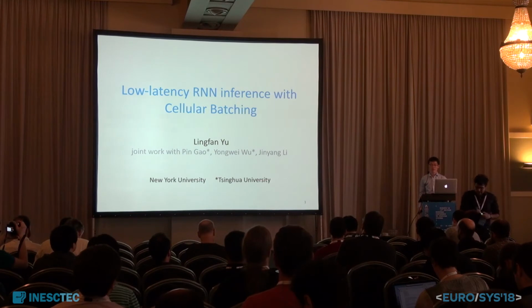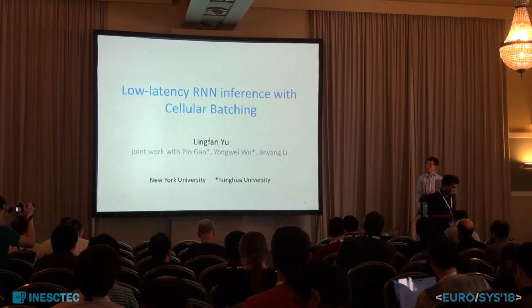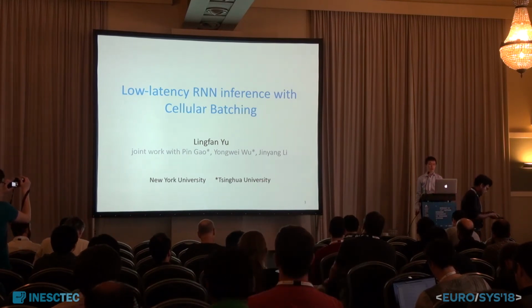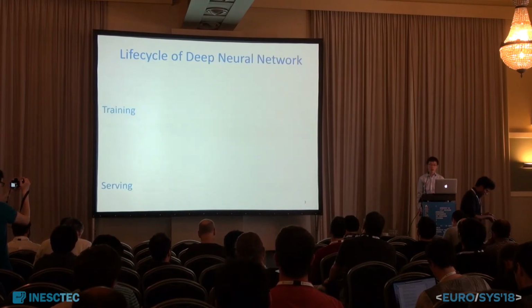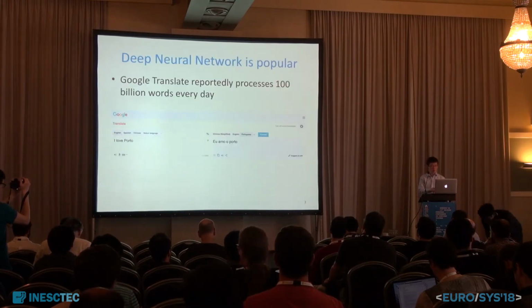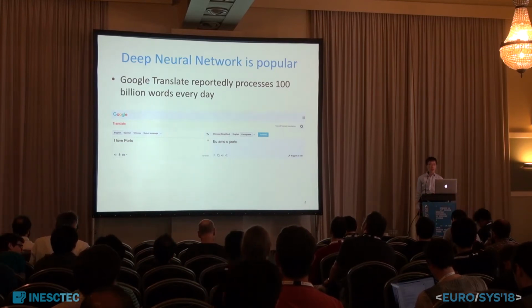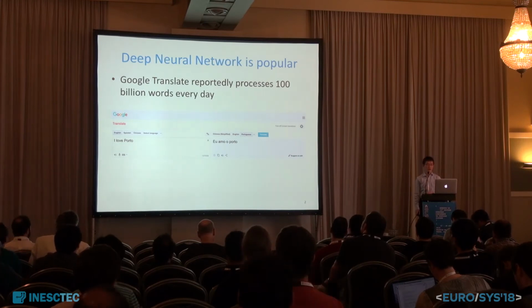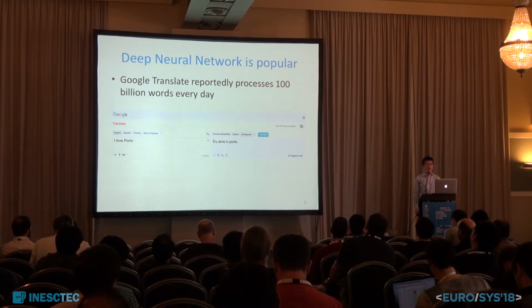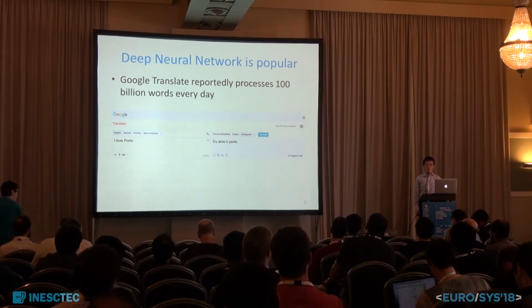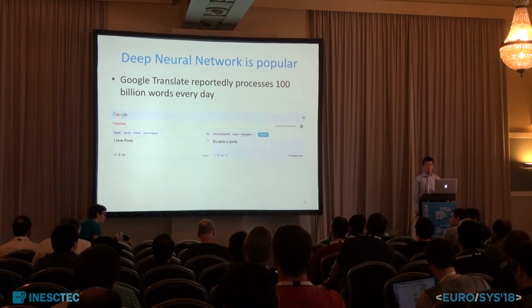Hi everyone, I'm Lin Fanyu from New York University. This is a joint work with Ping Gao, Yongwei Wu, and Jianyang Li. In the past few years, deep neural networks have rapidly matured from research prototypes into real-life products. For example, the Google Translate service uses neural networks to improve translation. Reportedly, Google Translate translates 100 billion words each day, which is more than 1 million words per second.